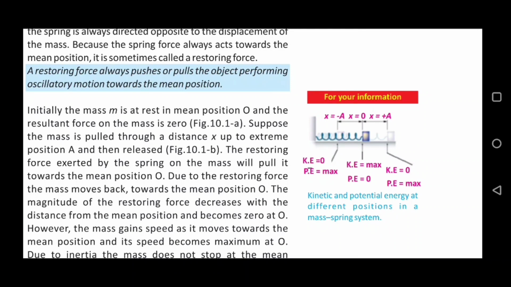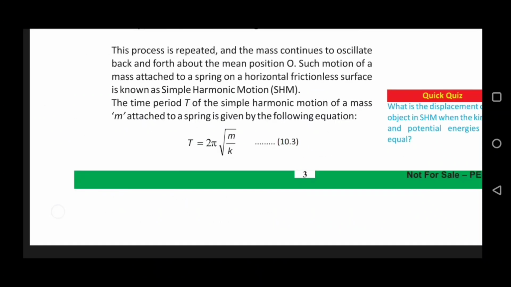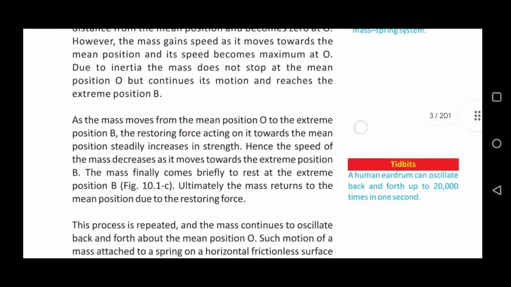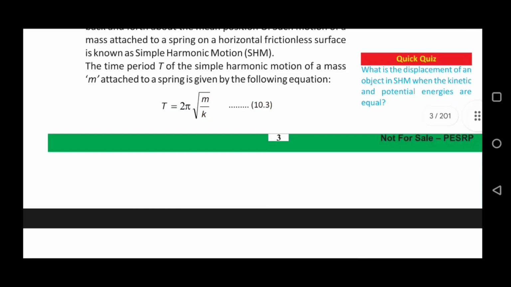And we know that the time period of simple harmonic motion of a mass m attached to a spring is given by the following equation. T is the time period, where m is the mass attached to the spring, and k is the spring constant. Time period is directly related to the mass m. If we increase it, the period will also increase, and there is an inverse relation between the spring constant k and the time period.